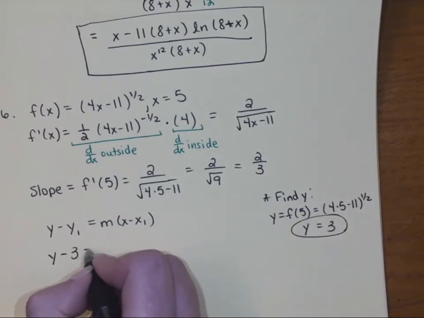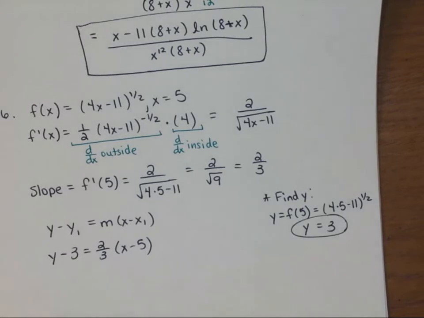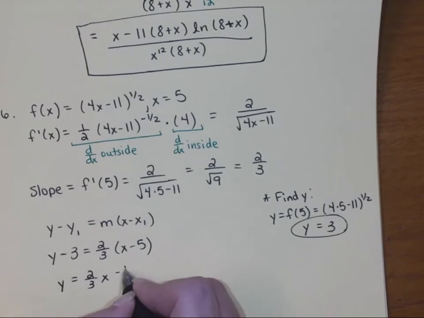So y minus 3 equals 2/3 times x minus 5. And then you can use the distributive property and your calculator if needed, but you should get 2/3 x minus 1/3 when you're done.